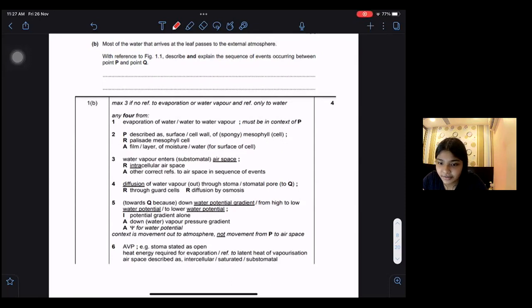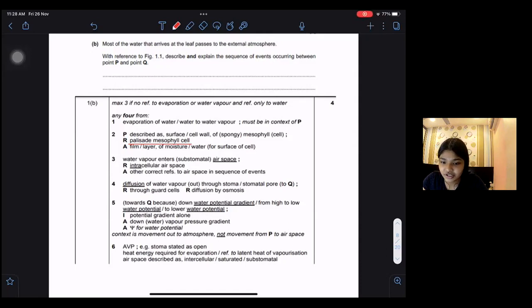As you can see in the marking scheme, they say reject palisade mesophyll cells, and this is because the evaporation of water is at the spongy mesophyll cells and not the palisade mesophyll cells. The mark scheme also says reject diffusion of water vapor out of guard cells, because water vapor diffuses out of the leaf via the stomata. So yeah.